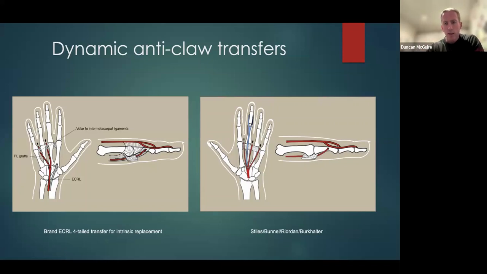There is another one, the Stiles-Bunnell, which is where you take the FDS to the middle finger and you can split it into four. And then you pass that through the lumbrical canals and suture it to the lateral bands. It doesn't improve your grip strength as much as the ECRL, but it does improve the claw and gives you not too bad results.